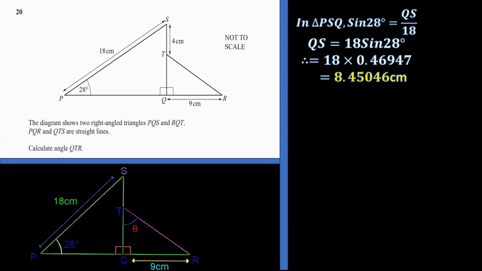The opposite, to get it, I will use sine. Remember, if you have the angle, you take the ratio of the opposite to the hypotenuse. So sine 28 is QS over 18. So I can get QS. QS is going to be 18 times sine 28 degrees. And if you check sine 28 degrees, it gives us 0.46947 and so on, multiple numbers.